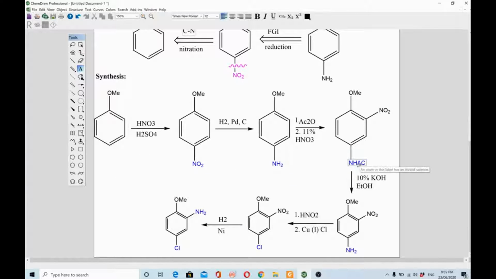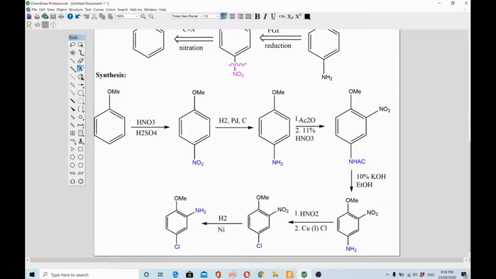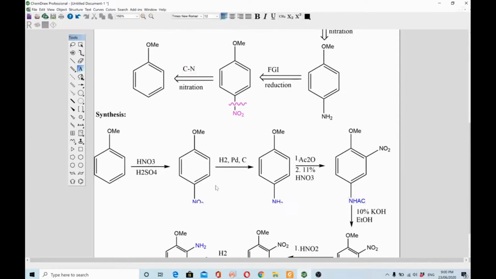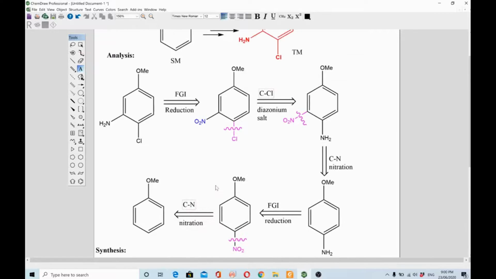Next step is to remove this protecting group, acetyl group, and there's NH2. And in the next step, diazotize this NH2 and treat with copper(I) chloride. You will get chlorine on this benzene ring. And in the last step, you reduce using hydrogen and nickel catalyst. Nitro group will be converted into NH2. This was the synthesis of this retrosynthetic analysis.